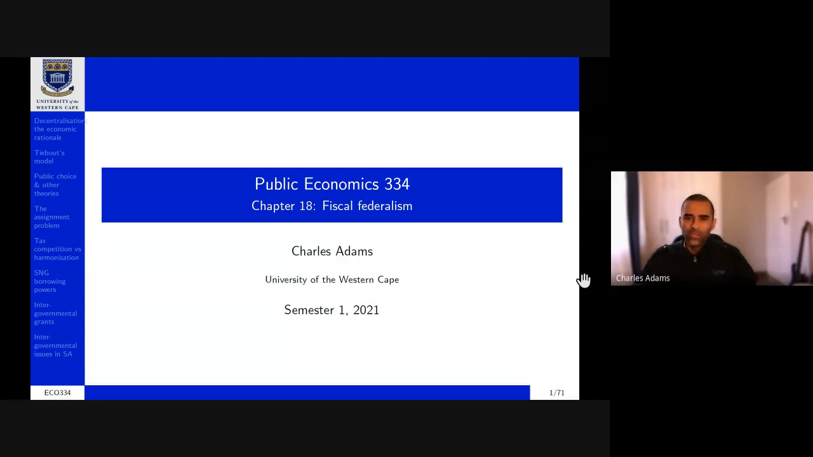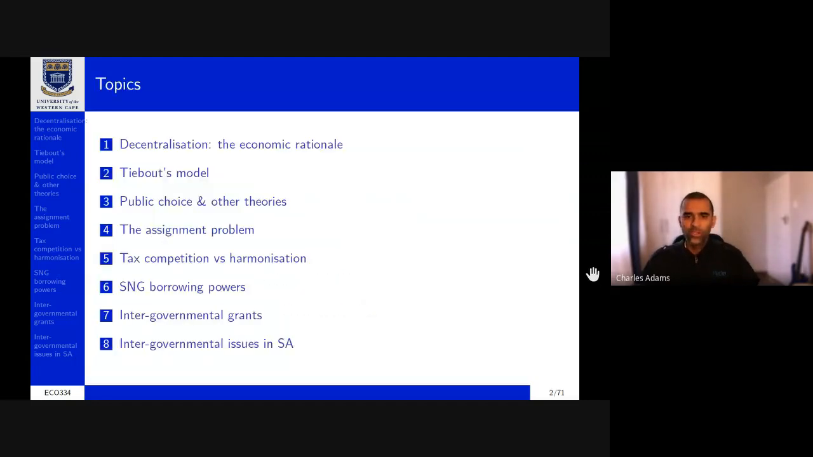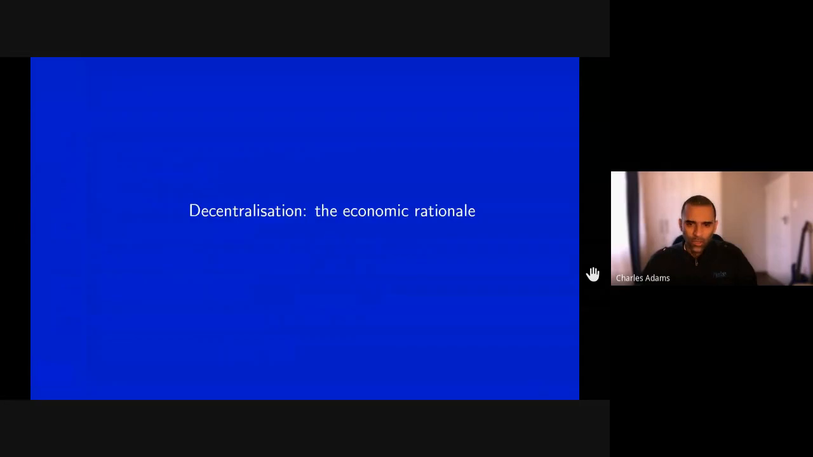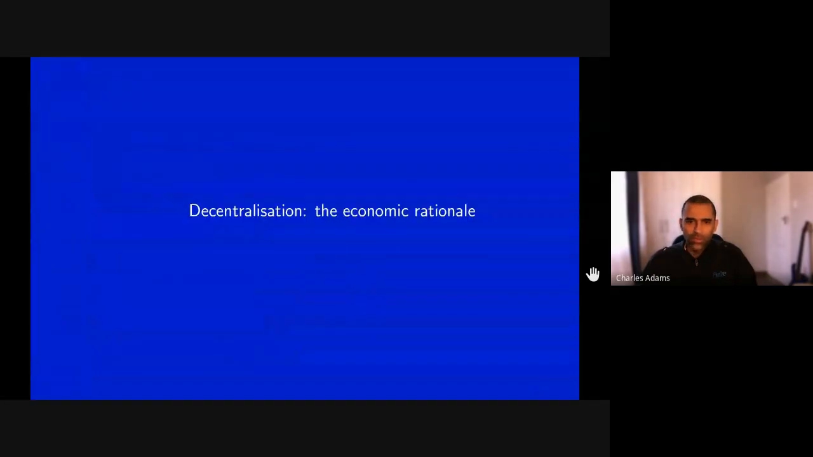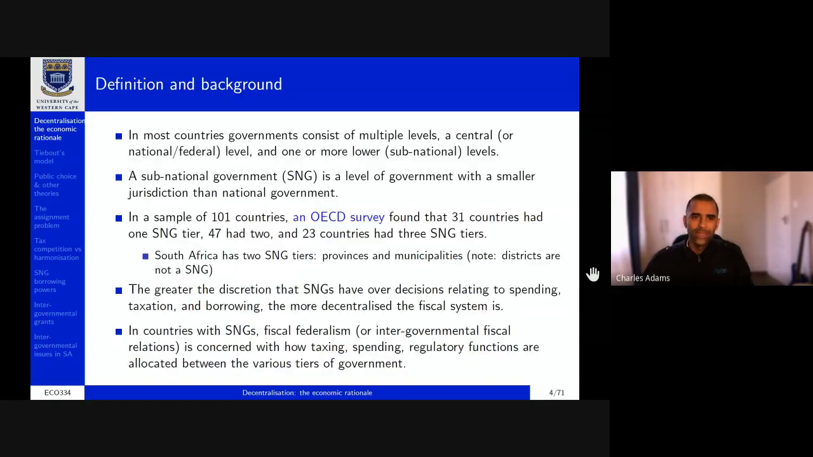Okay, so chapter 18 deals with the concept of fiscal federalism. We went through some of the earlier topics of this chapter on Tuesday. I'll just go over them briefly again. So just some background for this topic. We do observe in most countries that there are multiple levels of government administration, right?